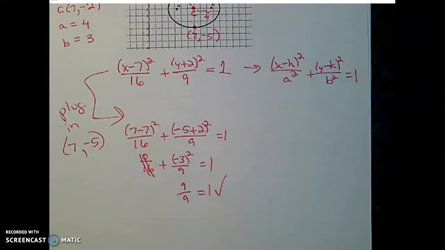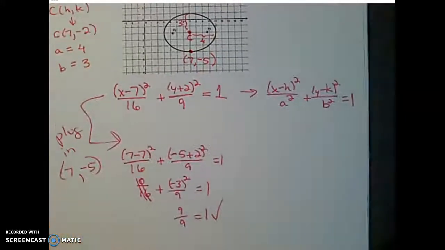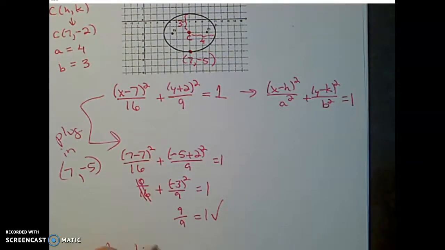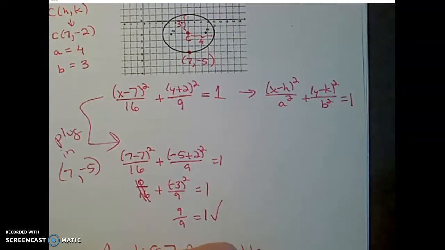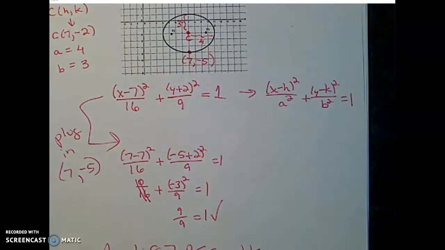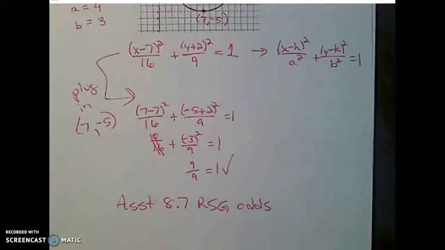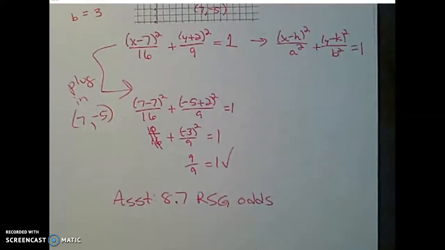Alrighty, this is just a taste of some ellipses. We are going to move on tomorrow to do some more manipulating with that standard equation of an ellipse. Let's see, assignment tonight is the 8-7 RSG odds. You might have a couple questions that we will answer tomorrow. I will assign the evens tomorrow. I just don't know if we're quite ready to do all of it tonight. Alrighty, so 8-7 RSG odds tonight.